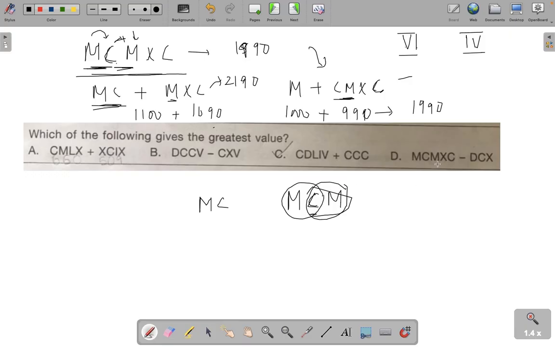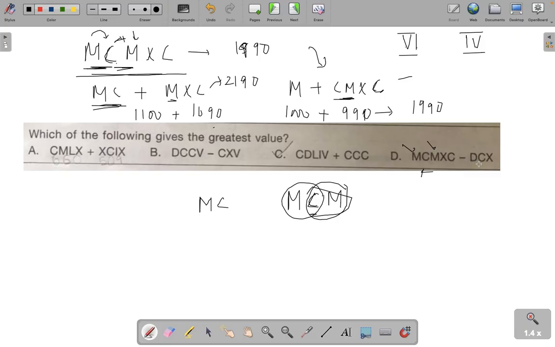Yes, sir. And when you are doing this in the exam, just try to search for the ones that have the largest digit. For example, if I look at these options, the only number that should come to me is this because this has two M's. So this is a number that may be close to 2000. All the remaining ones are close to 1000.